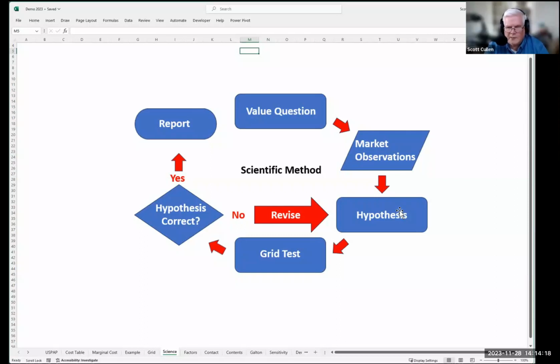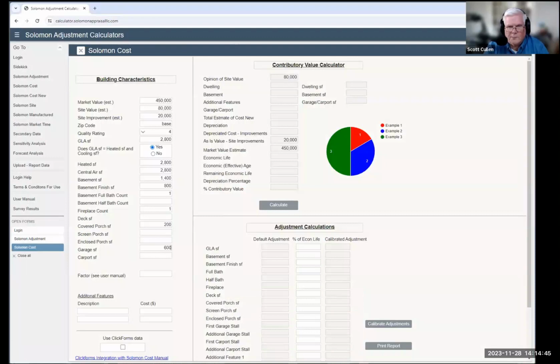In science, we always test the hypothesis. Science is kind of an organized, skeptical method, right? We don't want to bring assumptions to it. We want to learn from the data. So we test our hypothesis in the grid. And if the hypothesis is correct, in other words, if it's pretty close to 450, we'd go ahead and do the report. If it was incorrect, then we'd revise the hypothesis. So that's my take on the scientific method.